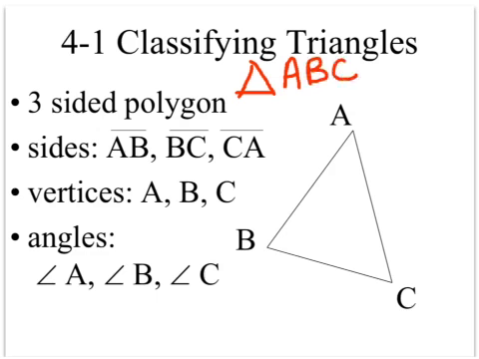The sides are line segments, so if we want to name the sides, we just name them like any other line segment. So for this triangle, the sides would be segment AB, segment BC, and segment CA. The vertices are just the corners, so that's point A, point B, and point C, and then the angles have the same names as the vertices: angle A, angle B, and angle C.